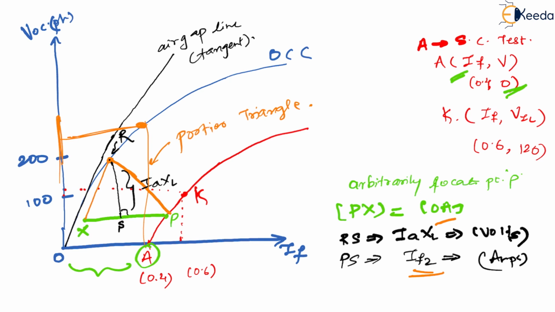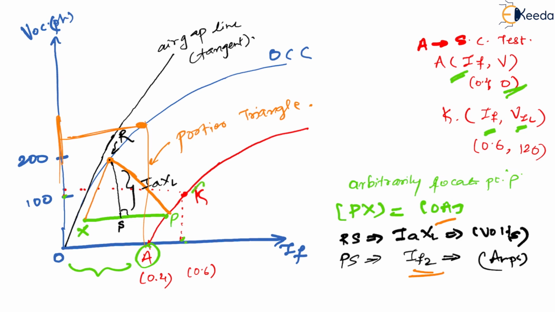After locating that point A, you are supposed to locate point K also. How do you locate K? For that K, you need to use the ZPF test data. What is that? It is nothing but IF into VIL, correct or not? So this is IF and VIL. So when you get IF and VIL, you will get the point K. Because purely inductive load we are considering, that is the reason we call it as ZPF, correct? Zero power factor. Anyways, so this is our K point.